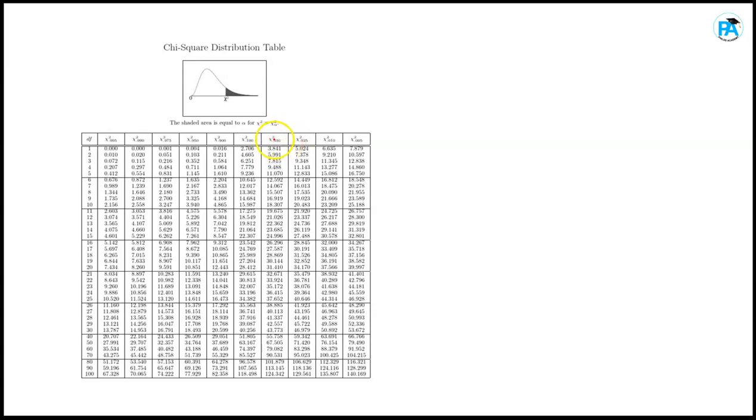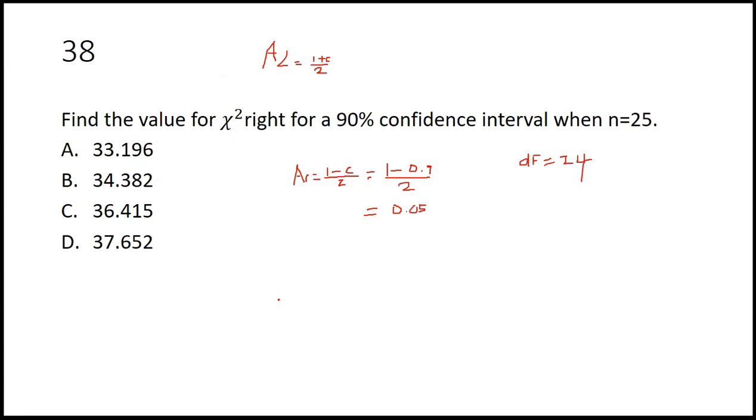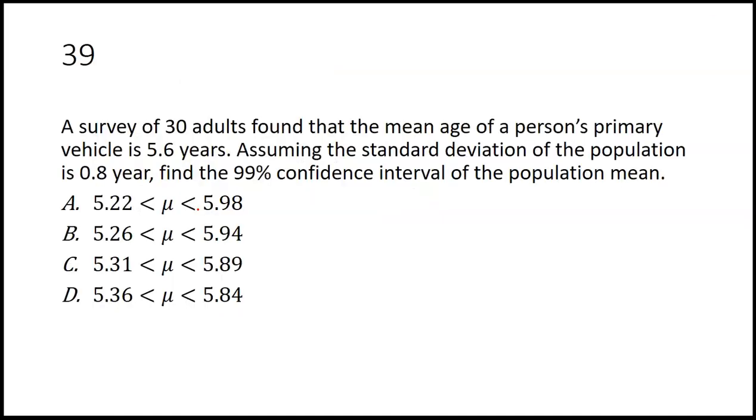Exactly. So you check it, you trace it towards degree of freedom of 24. So we are going to 24. 24 will be here. So it will be here. That's 36.415. So the correct answer for this is C. Is that clear? So let's go to the next one.